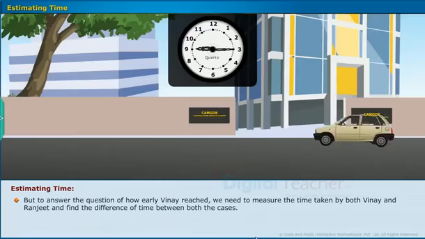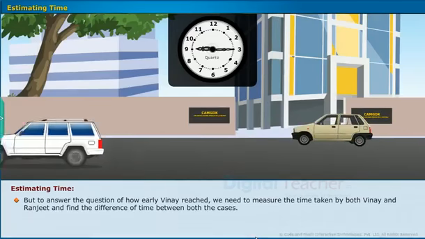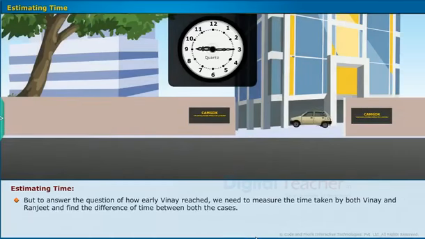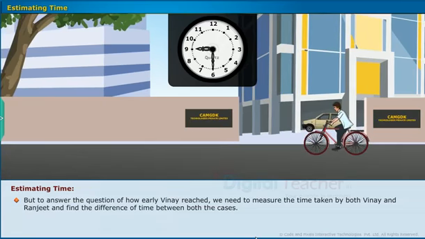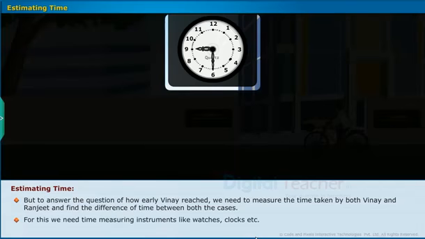But to answer the question of how early Vinay reached, we need to measure the time taken by both Vinay and Ranjit and find the difference of time between both the cases. For this, we need time measuring instruments like watches, clocks, etc.